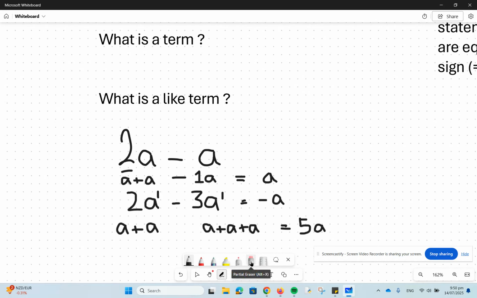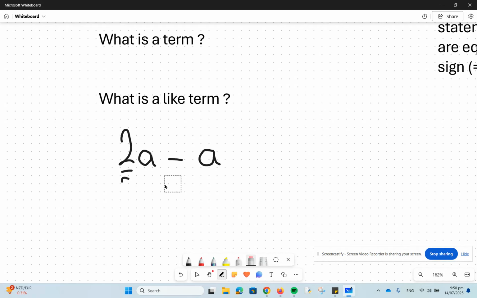Okay, so this might be getting a little confusing for you, so I'm just going to rub this out and just make sure you get the idea of what is a term. So we worked out that if it's the same letter, regardless of the number in front of it, and the same power, remember if there's nothing written there, it means it's a 1, then they are like terms. And that means you can add or subtract them together. They're the same. They're like.